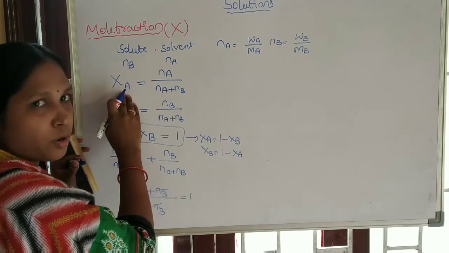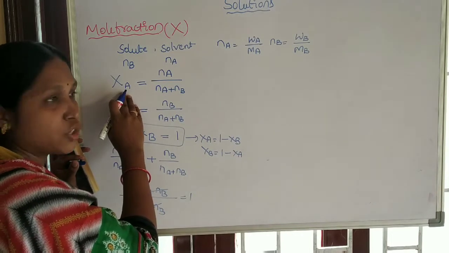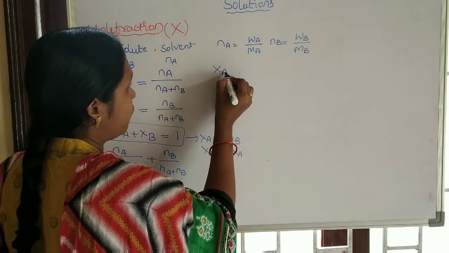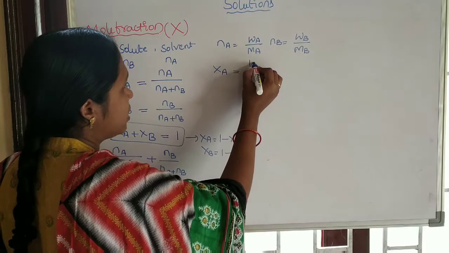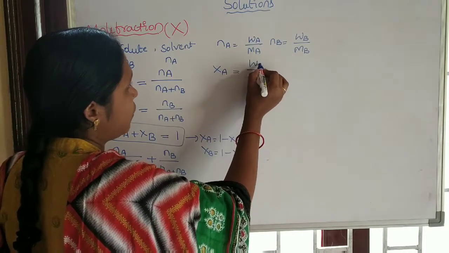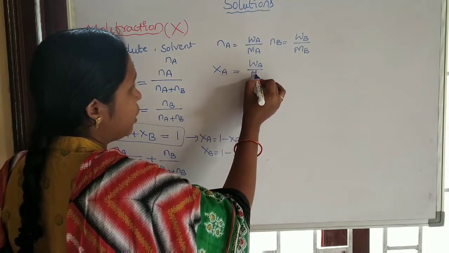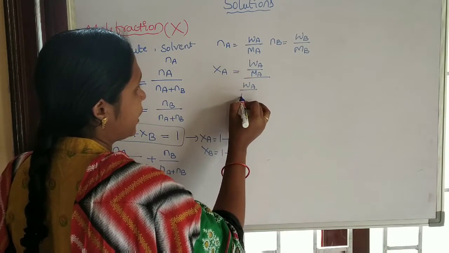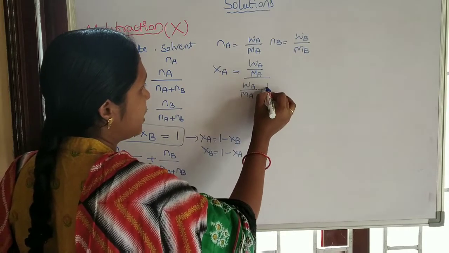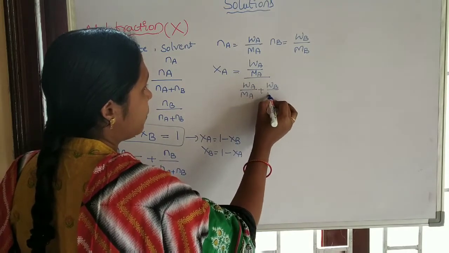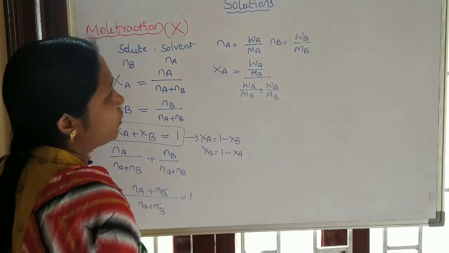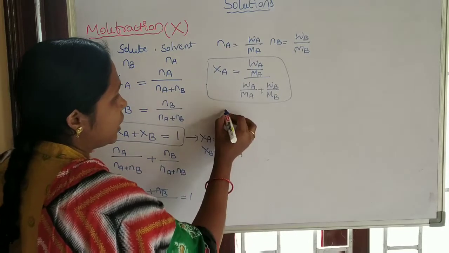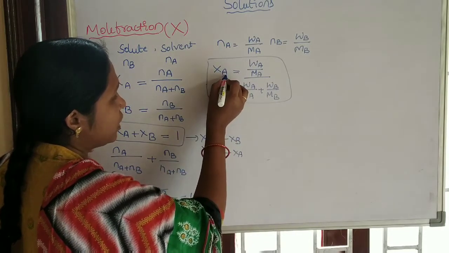Okay, if you know the weight and molecular weight of the components, in that case also you can calculate the mole fraction of the solute and solvent. See the mole fraction of solvent, if you know the weights: the weight of the solvent by molecular weight of the solvent divided by the weight of the solvent by molecular weight of the solvent plus the weight of the solute by molecular weight of the solute. This is for the mole fraction of the solvent.